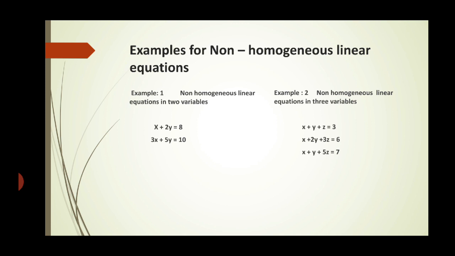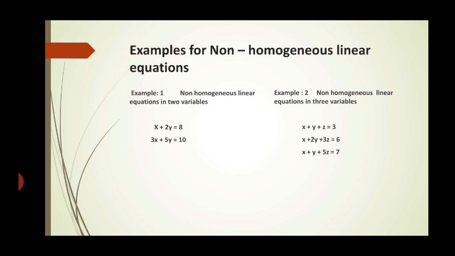So I have given two equations in this example. In both the equations you can see the power of x and the power of y is 1. That's why it is linear. And in both the equations you can see we have used only two variables. So the degree is 1 and we have used two variables in both the equations. So it is linear in two variables.